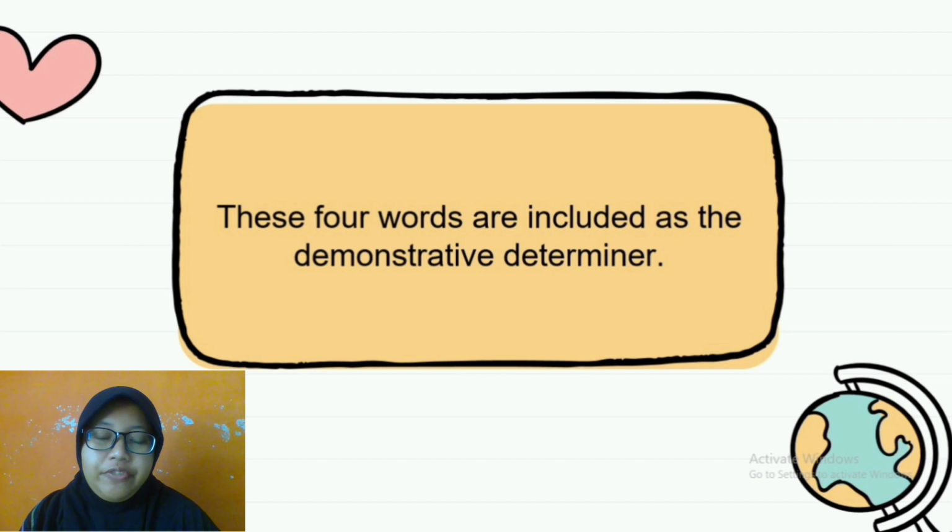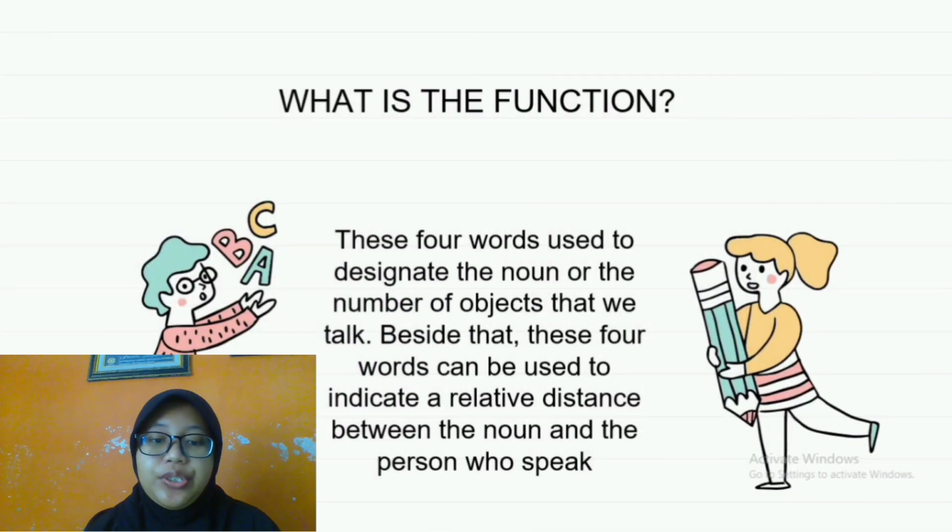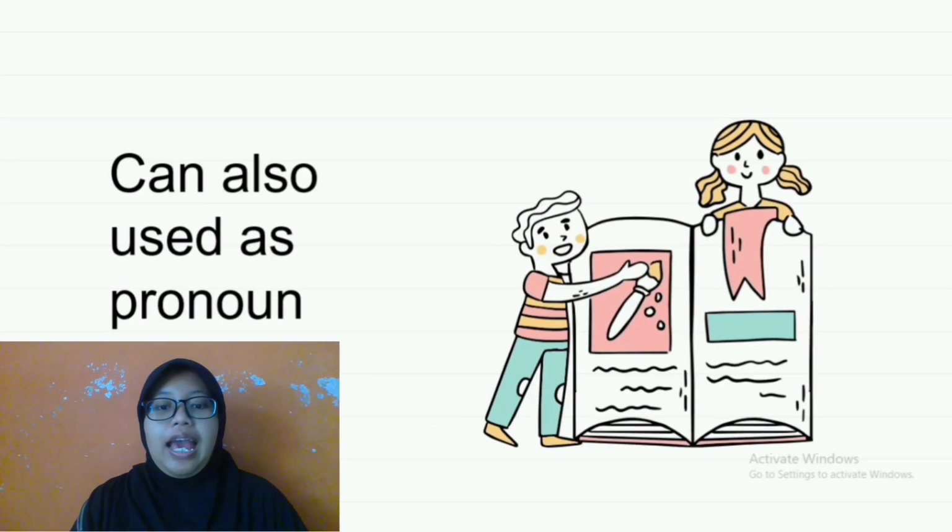So the first function of the words that, this, those, and these is as demonstrative determiners, used to designate the noun or the number of objects that we talk about. Besides that, these four words can be used to indicate a relative distance between the noun and the person who speaks. And another function of the words that, this, those, and these is that they can also be used as pronouns.